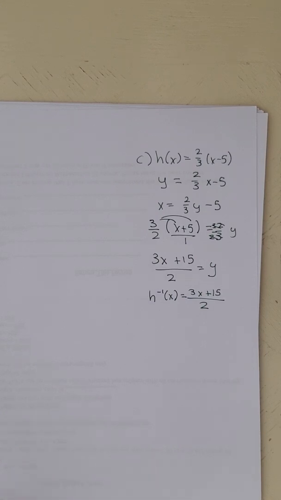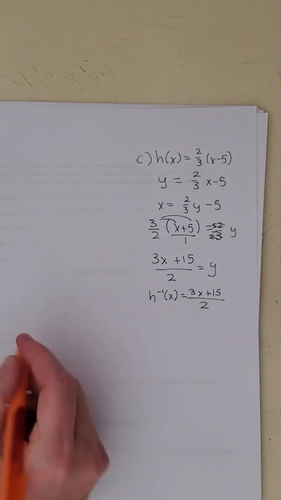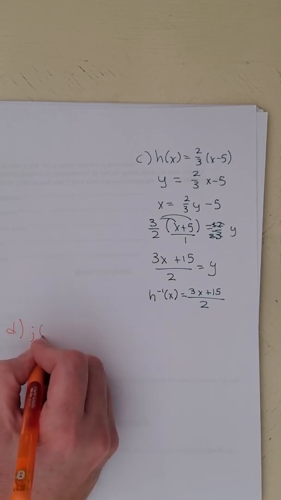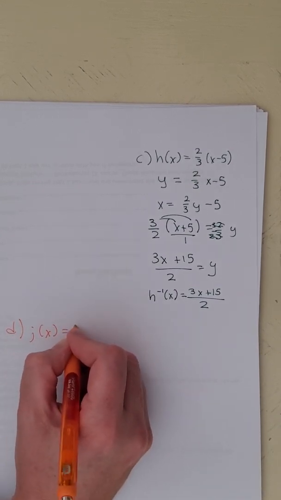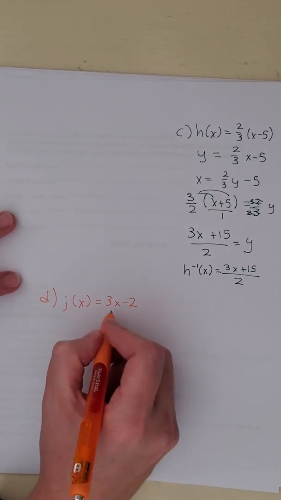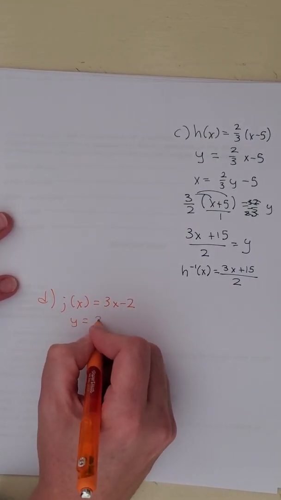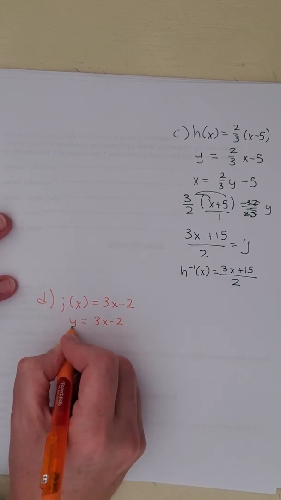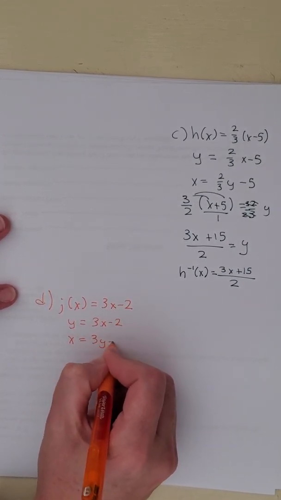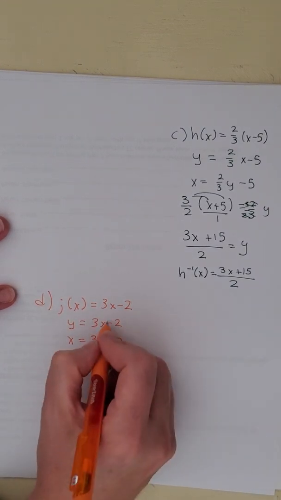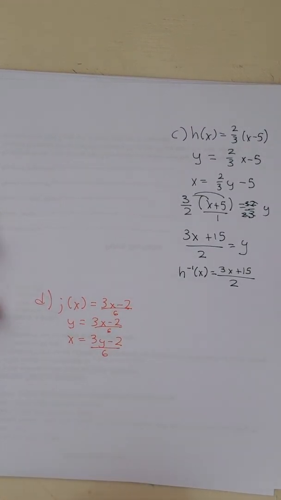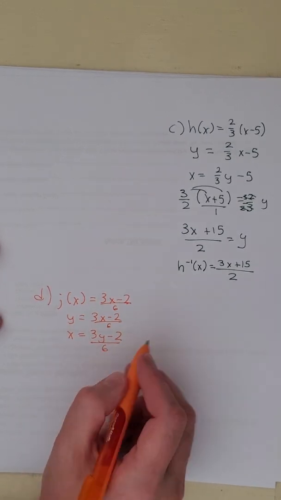Let's do the final try these. So the final try these, D, is j of x equals 3x minus 2. So first I will rewrite with a y equals, then I'll switch my x with my y. Oh, it was over 6. I apologize, over 6. I will switch my x with my y.